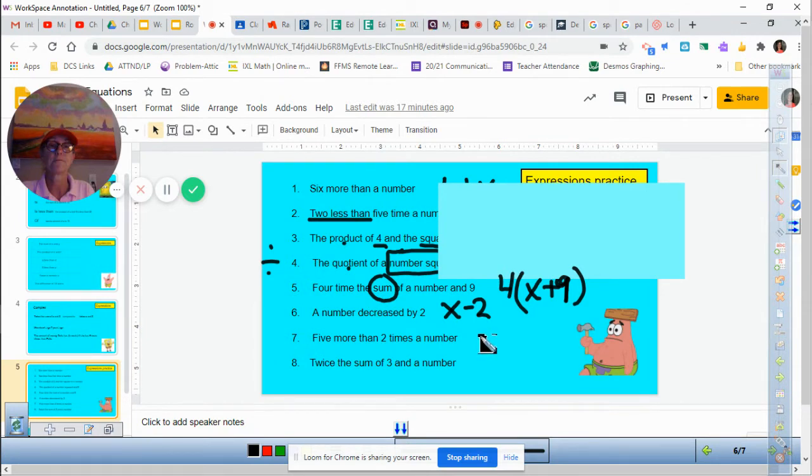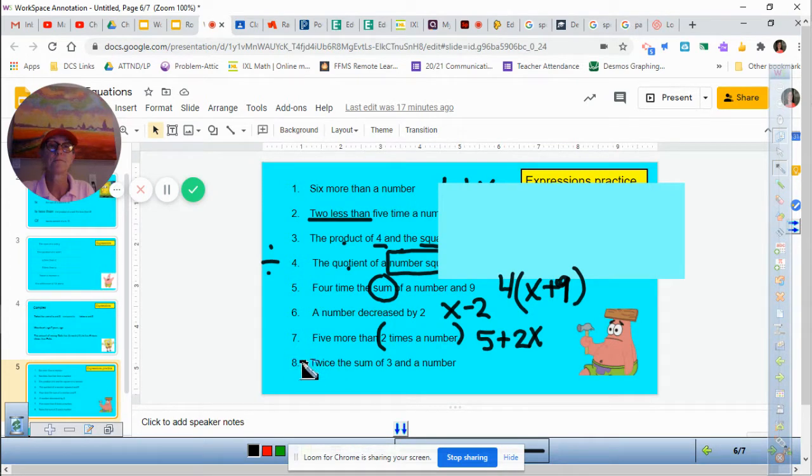5 more than 2 times a number. 5 more than 2? No. 5 more than 2 times a number. 5 more than 2 times some number that we don't know. And in algebra, when we don't know, we put a variable.